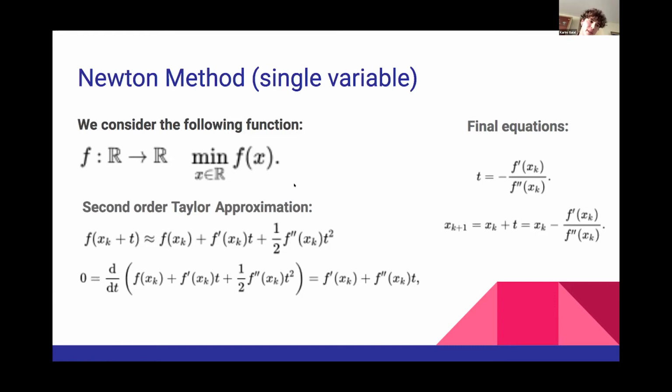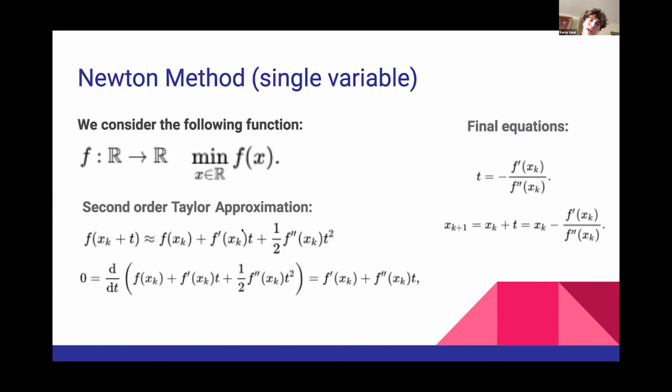We define the next iterate, xk plus 1, being equal to xk plus t. If the second derivative is positive, then the quadratic approximation is a convex function of t, and its minimum is found by setting its derivative equal to 0. Therefore, if we follow these steps, we get our final equation for the next iterate.